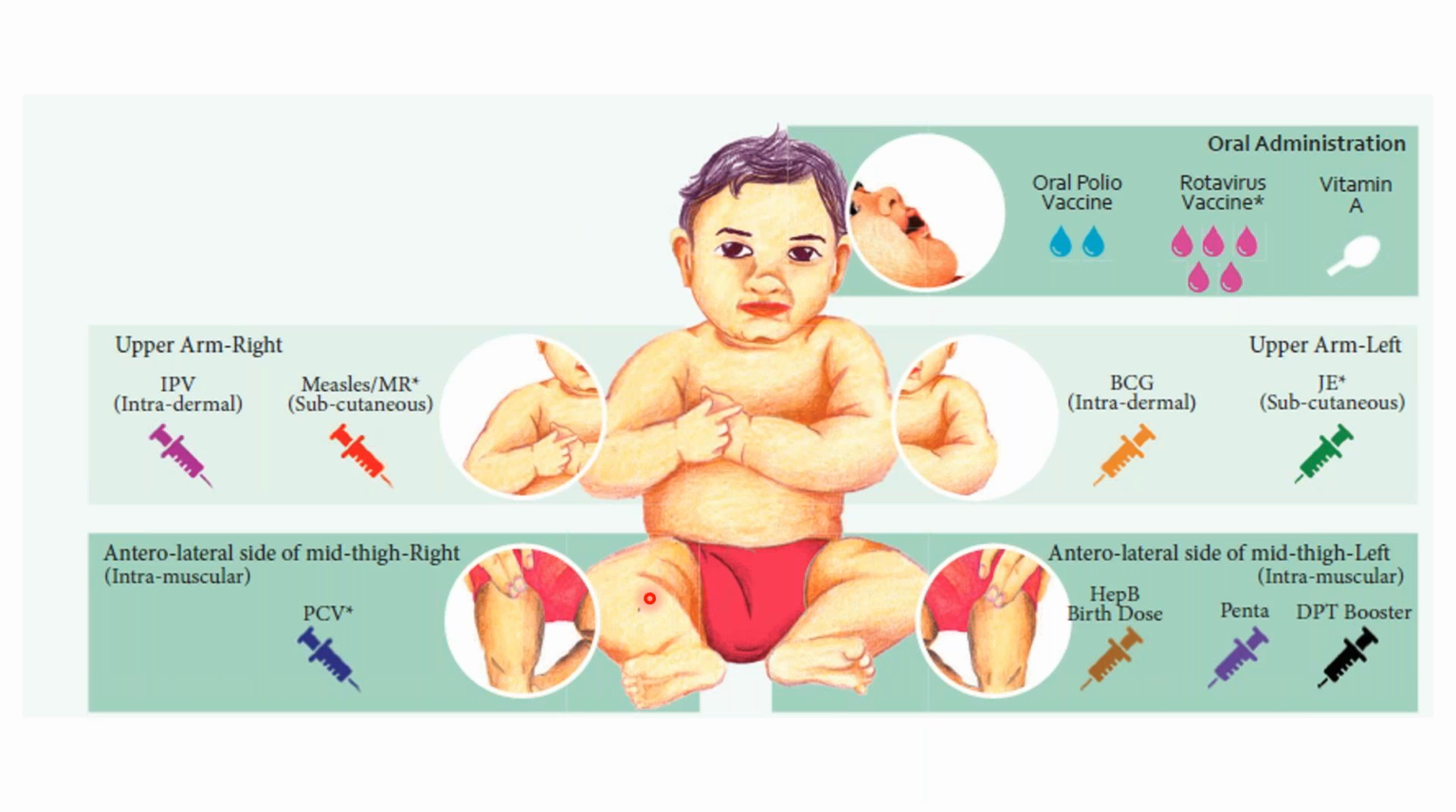subcutaneous. The right thigh, pneumococcal vaccine is usually recommended, and intramuscularly, the anterolateral aspect of the right thigh. While on the left thigh, it is recommended to give the hepatitis B birth dose, the pentavalent vaccines, and the DPT booster.